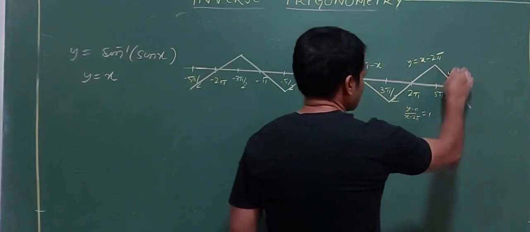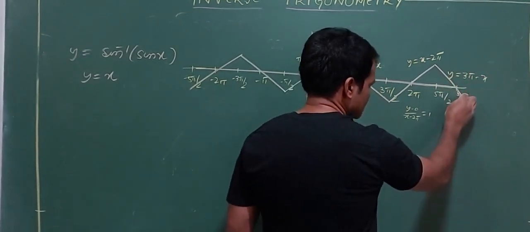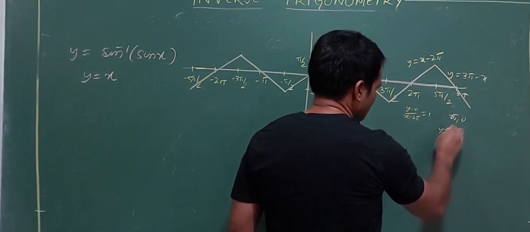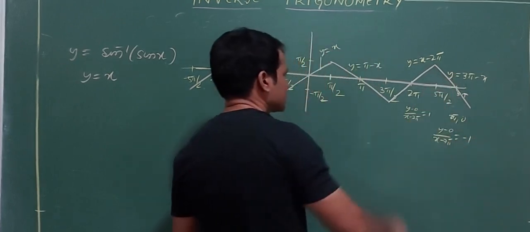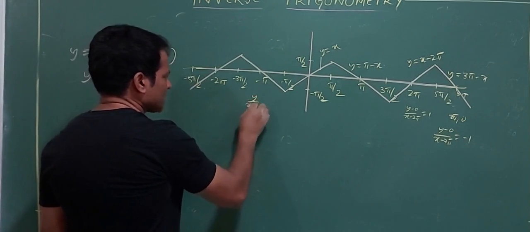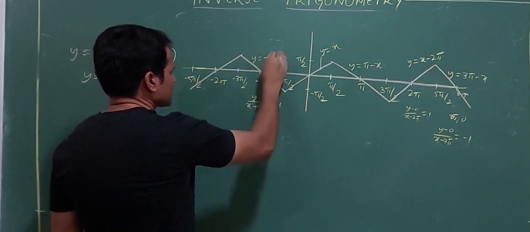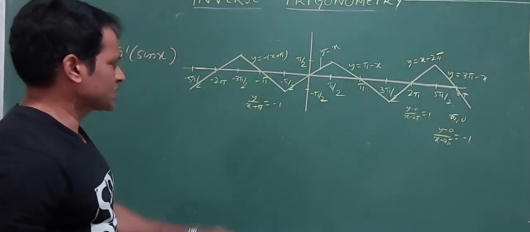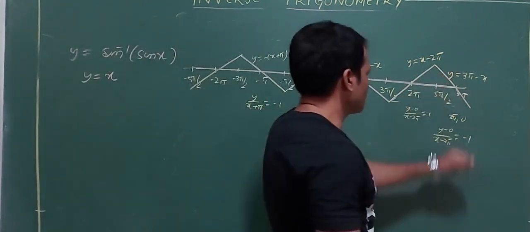And this line's equation is y is equal to 3 pi minus x. You can check it. It passes through (3 pi, 0): (y minus 0) by (x minus 3 pi) is equal to minus 1. Multiply by minus 1, you get this value. This line's equation is y is equal to minus x plus 3 pi. So you can find the equations of all these lines easily. But remember that the slope is 1; these lines are parallel, whatever is going, the slope is 1.